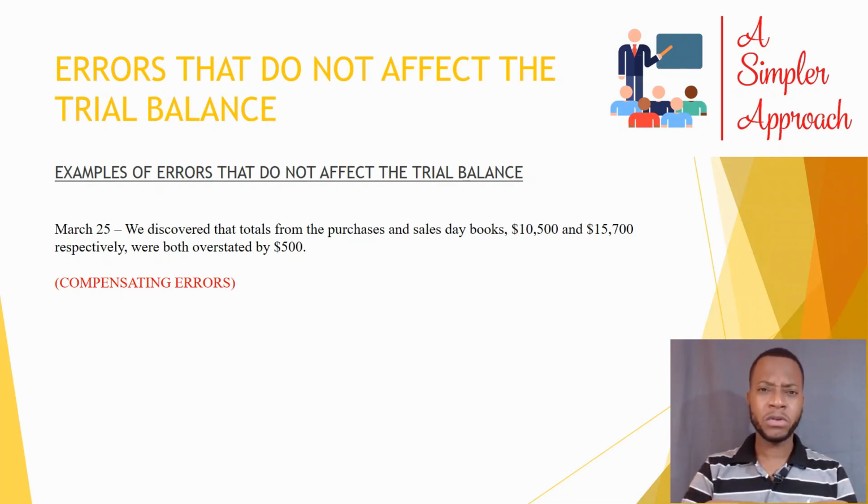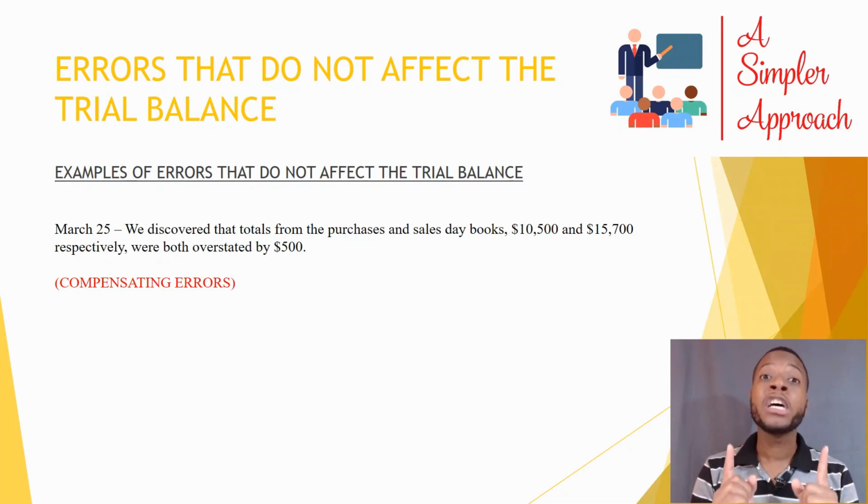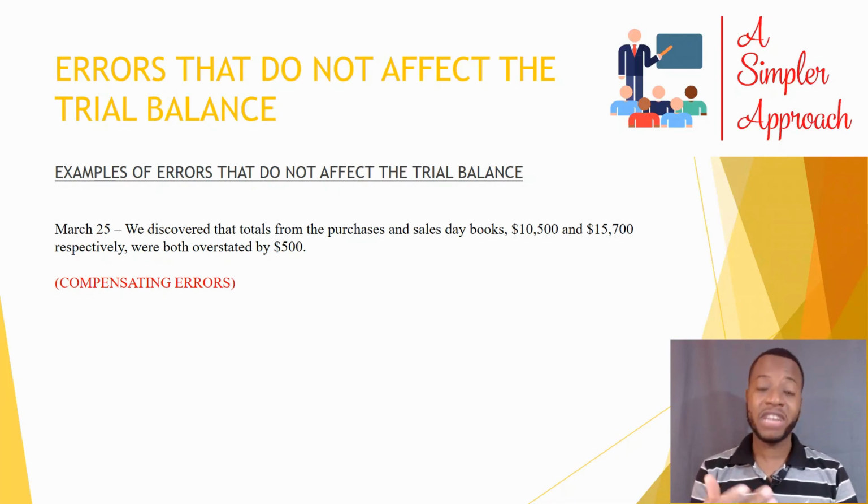I can come back to explain the compensating thing now. So compensating errors is when, in this case, purchases and sales both being overstated by 500 would, in Jamaican terms, squeeze out. Okay? And in squeezing out, it would cancel the effect of each other. And this is why this is one of the errors that does not affect the trial balance.